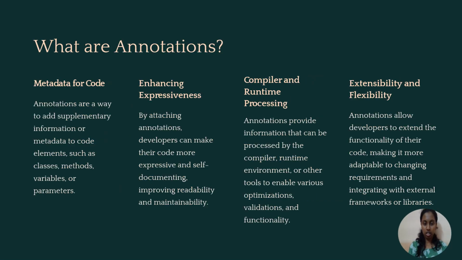What are annotations? Annotations are metadata for a code. That is, annotations are a way to add supplementary information or metadata to code elements such as classes, methods, variables, or parameters, enhancing expressiveness. By attaching annotations, developers can make their code more expressive and self-documenting, improving readability and maintainability.